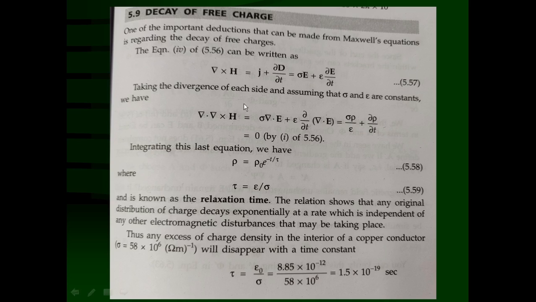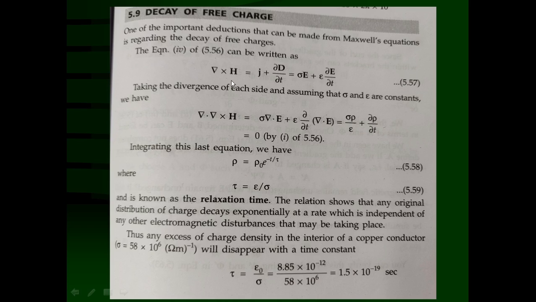Now, we can replace J by sigma E, because conduction current density is related to the electric field inside a conductor by sigma E. Here sigma is the conductivity of the medium, and D is the electric displacement field, which is related to the electric field by the equation vector D is equal to epsilon vector E. So, D can be substituted as epsilon vector E. Sigma is the conductivity of the conductor, and epsilon is its permittivity. Both are constant, so they can be taken outside the differentiation.